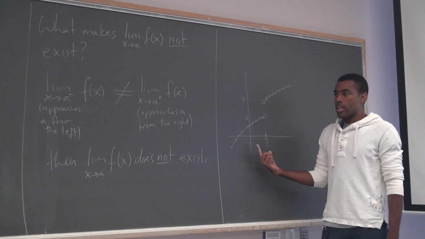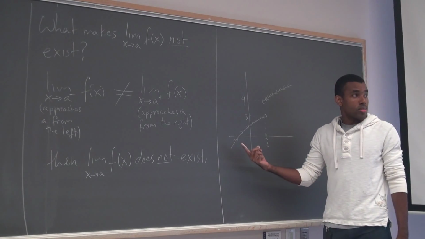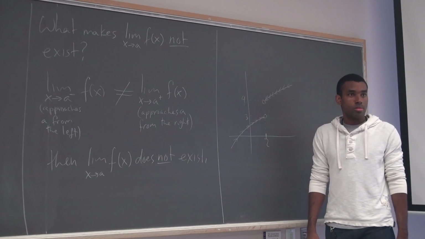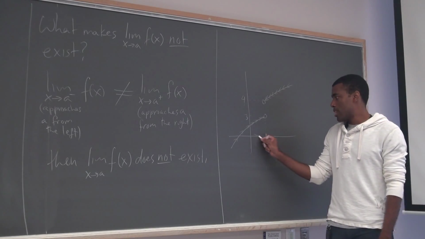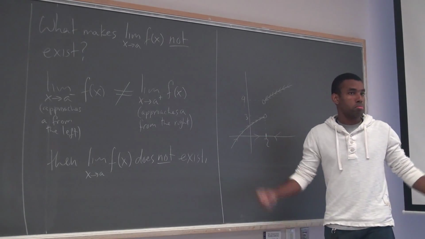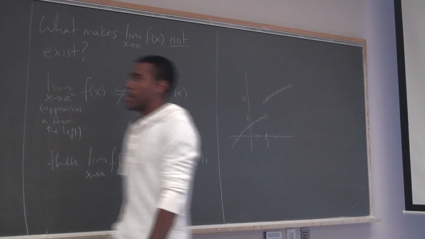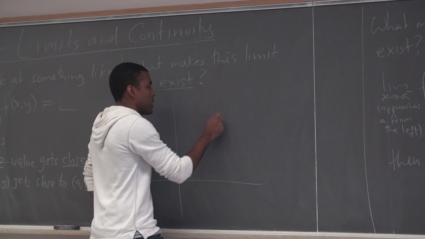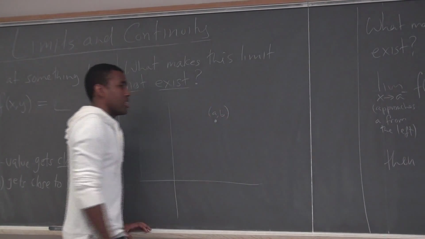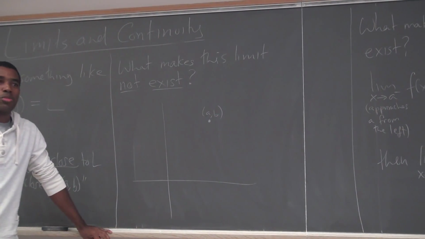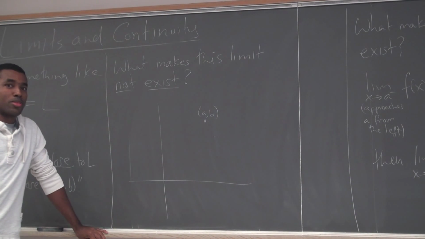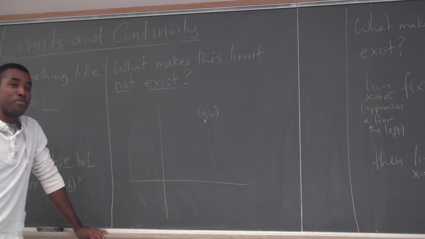here in the single variable case, you're approaching an x value, right? How many ways can you approach this x value? Two. You come from the left, you come from the right. Now you have a point in 2D space, A comma B. How many ways can you approach that point? Four? It's an infinite number of ways.